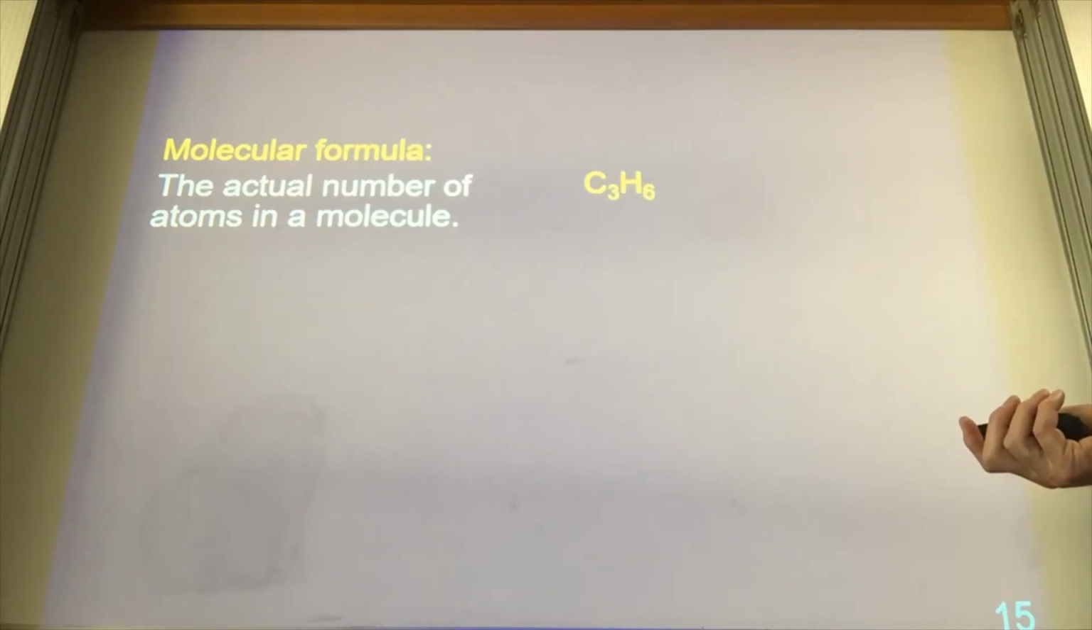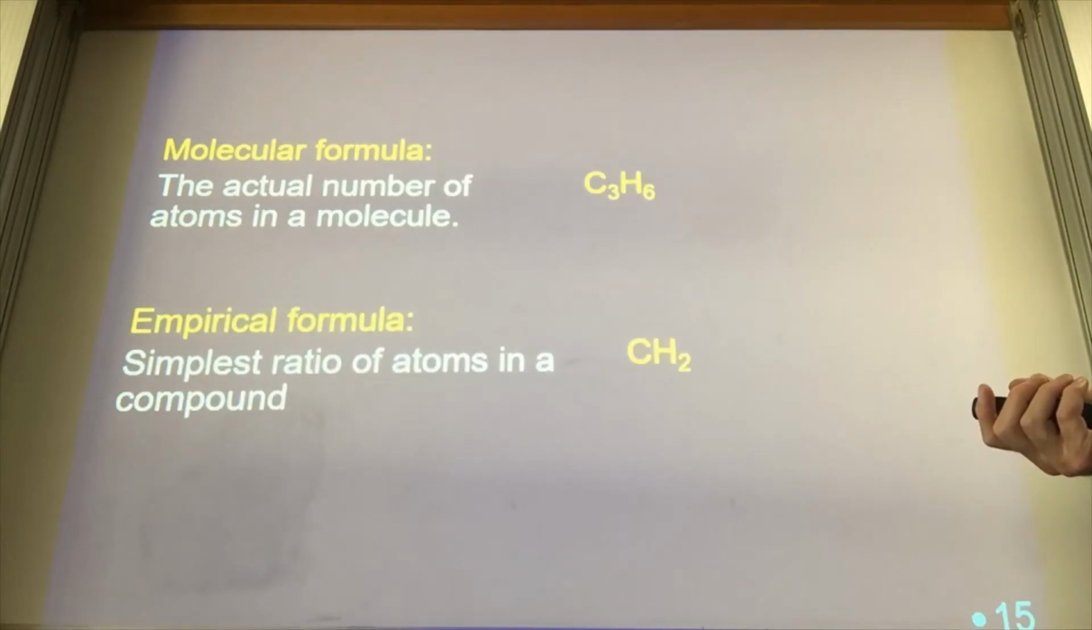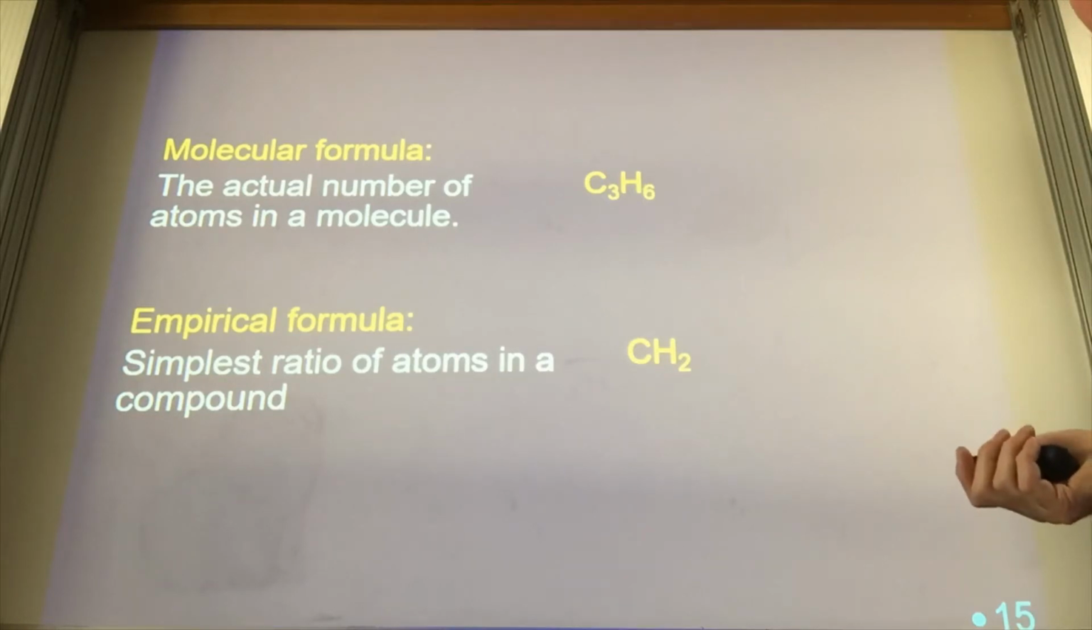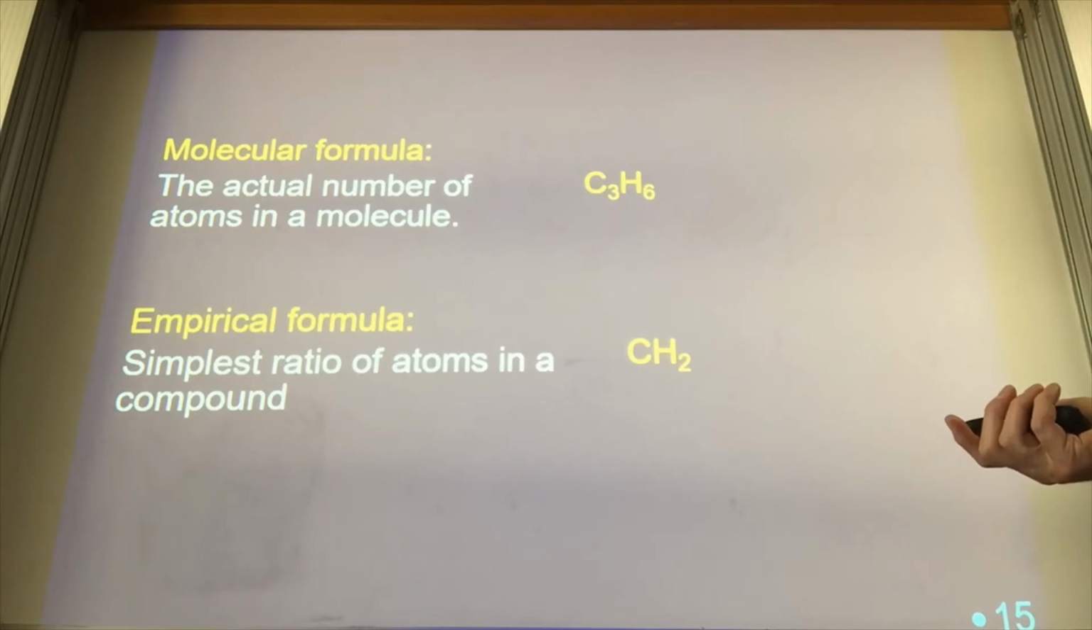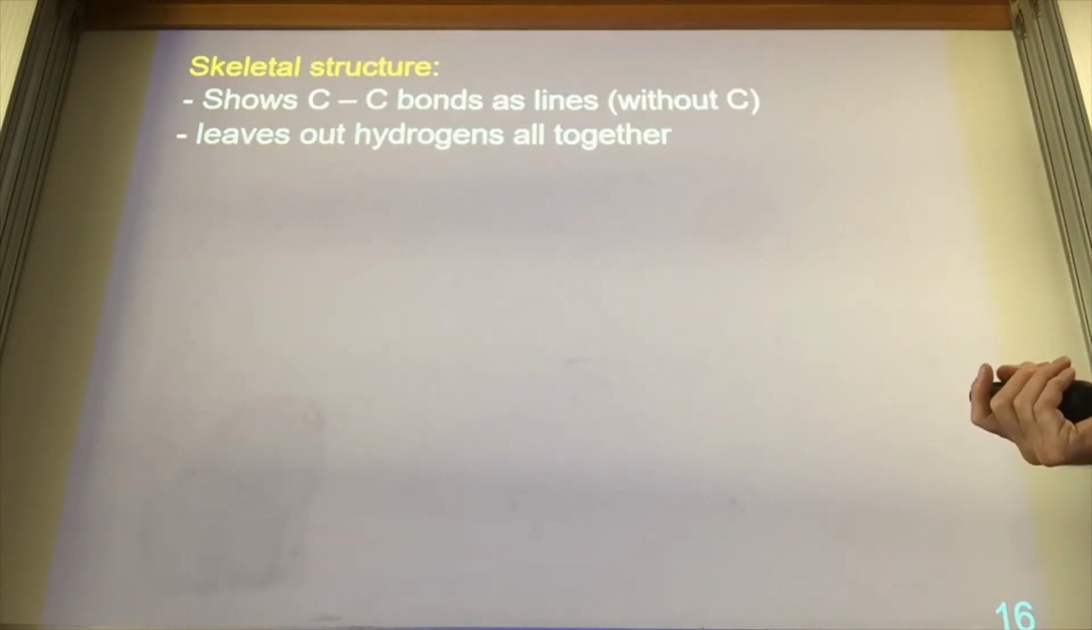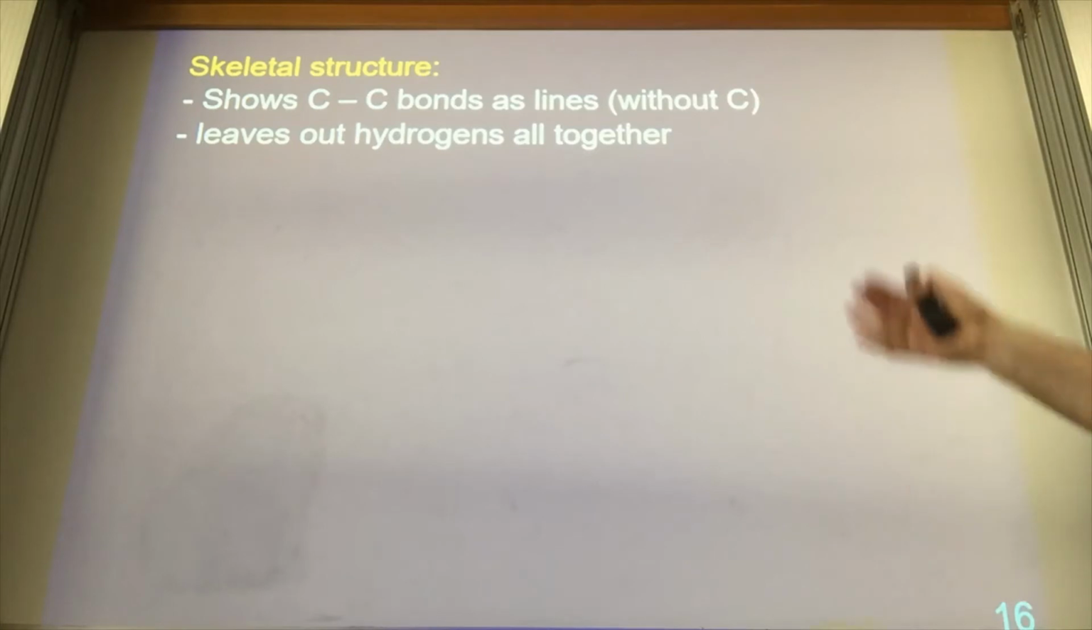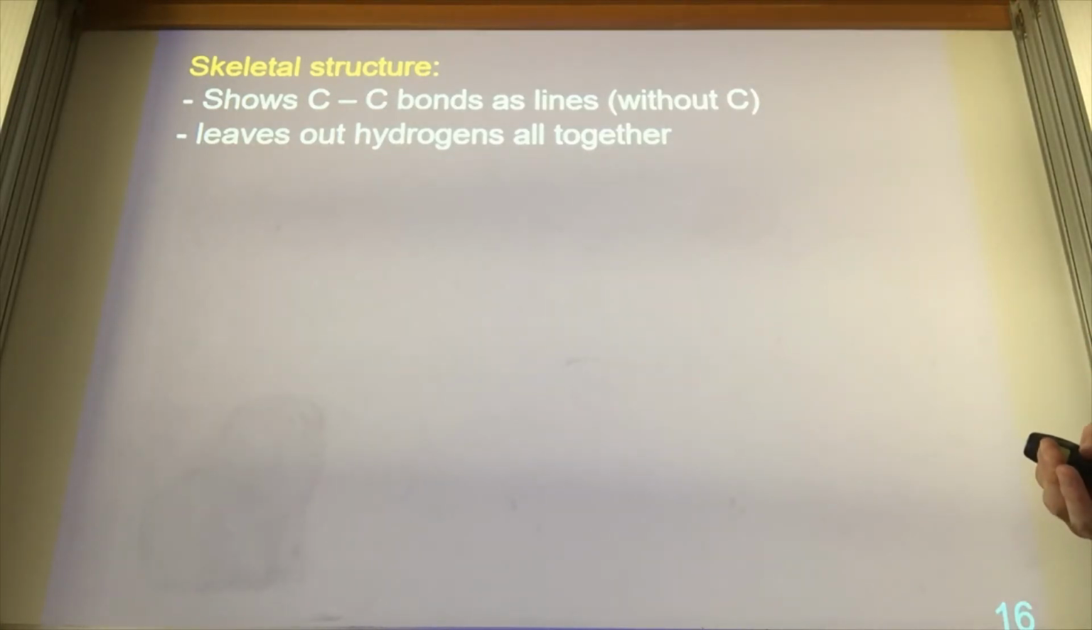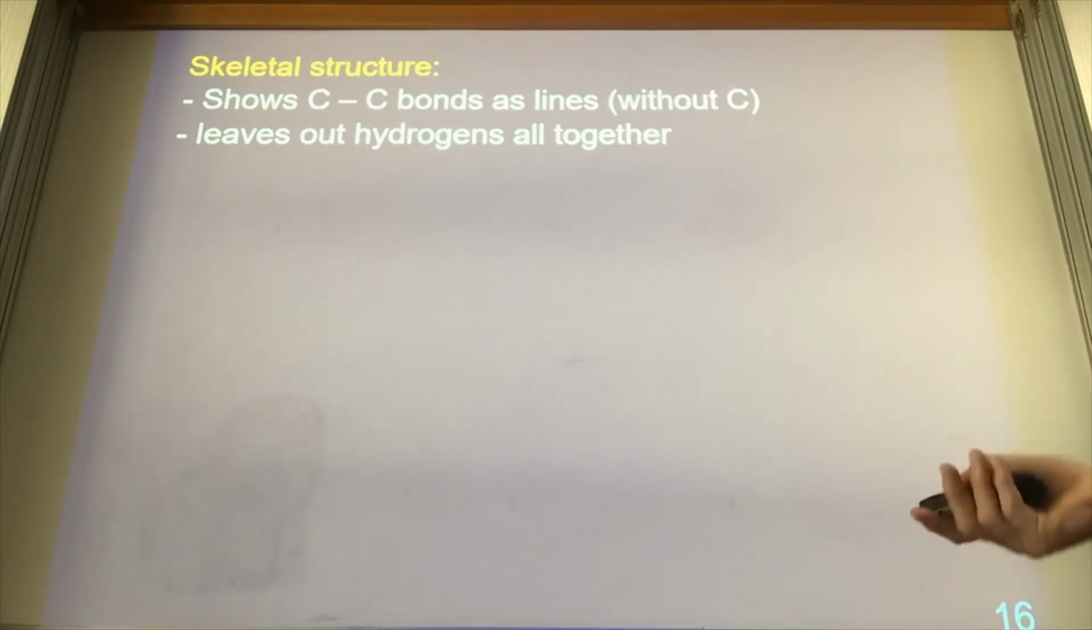And of course we remember from last year, empirical formulas, which is the simplest ratio of atoms in the compound. So propene has got twice as many hydrogens as carbons, so we can reduce it to an empirical formula of CH2. Skeletal structures are really good ways of conveying information about organic molecules, which leave out the hydrogens altogether, pretty much, and actually just show the bonds between carbons. You don't even write in the C's.